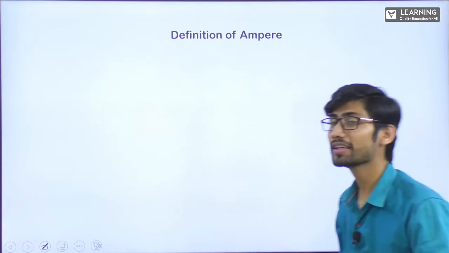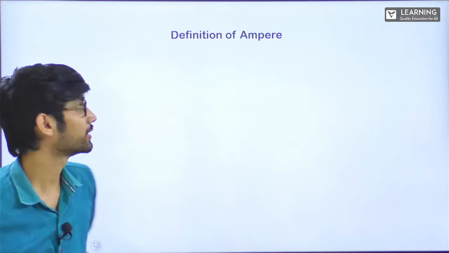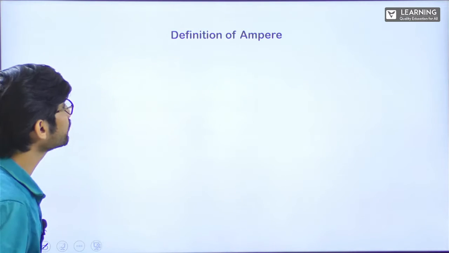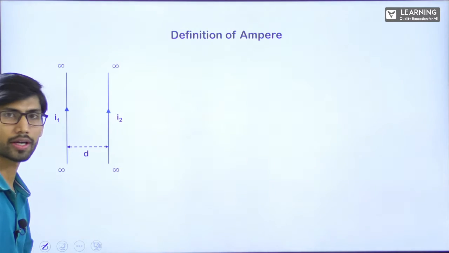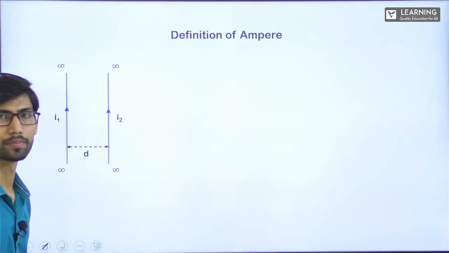Next, definition of ampere. So how do we write the definition of ampere? Basically, suppose there are two current carrying wires kept at separation D.